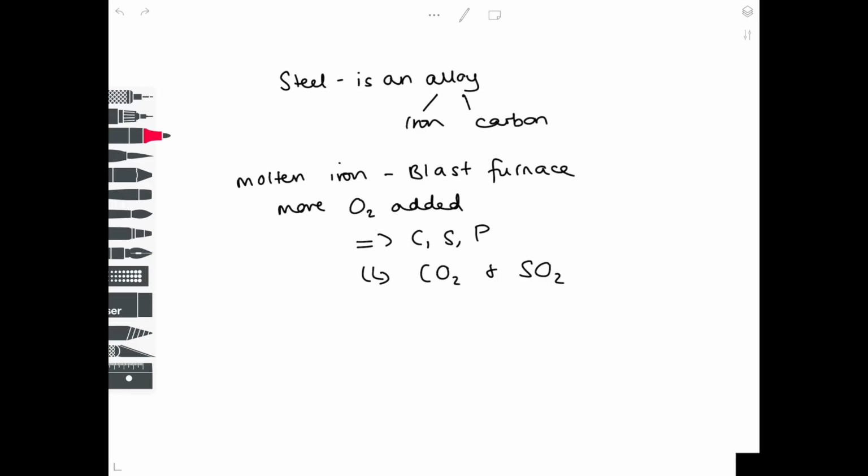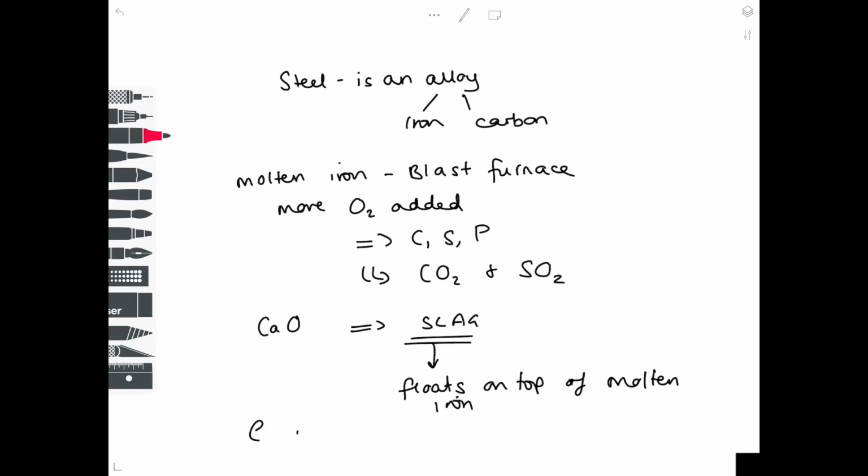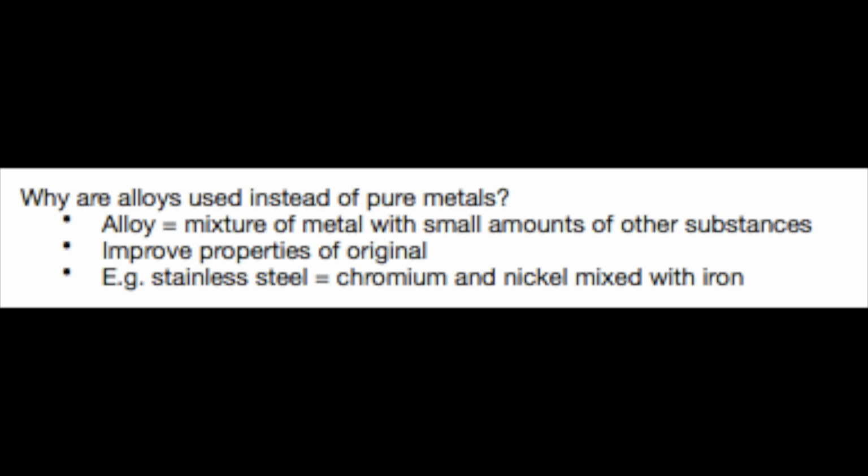And then at this point, similarly to the blast furnace, we add calcium oxide, which has obviously come from the thermal decomposition of calcium carbonate, and this reacts with the silicon dioxide and phosphorus oxide impurities to produce slag. So it's very similar to what we were just talking about, just in slightly more detail, and remember that that floats on top of the molten iron. And then carbon is added in very specific percentages to make either low carbon steel or high carbon steel, dependent on the properties of the end metal.